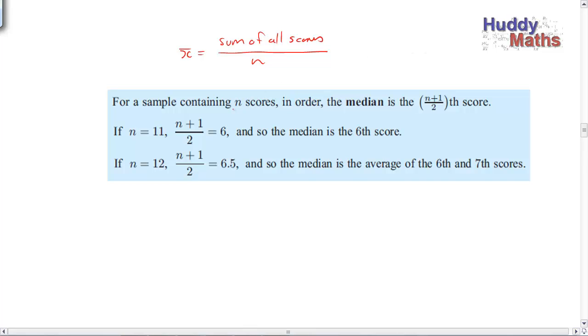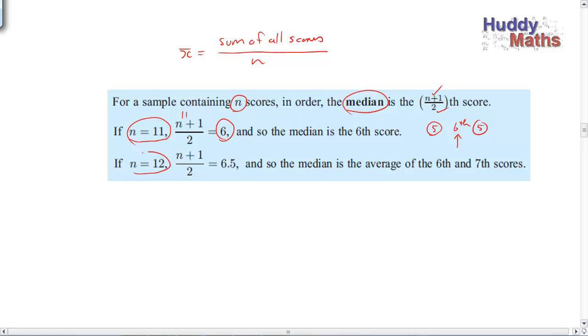When you have n scores though, the median is the middle one, and we add 1 to the total number of scores and divide by 2. So in that example above, I had 11 scores. 11 plus 1 is 12, divided by 2. The sixth score was right in the middle. It had 5 below it, then it was the sixth score, and then it had 5 above it. So it's dead set in the middle. So for an odd number of scores, the actual middle is one of the actual scores.